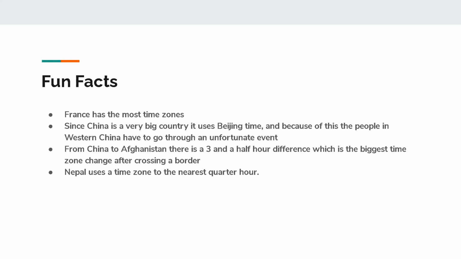From China to Afghanistan, there's a 3.5 hour difference. From China to Afghanistan, there are only different borders, so they're not even that far apart. So there should only be a 1 hour difference, but it's a 3.5 hour difference, which is the biggest time zone change after crossing a border. And last but not least, there are countries that use a time zone to the nearest half hour, but there's only one country which uses a time zone to the nearest quarter hour, and that is Nepal.